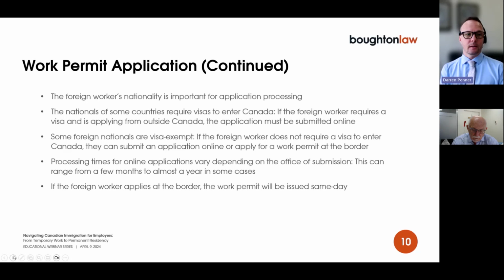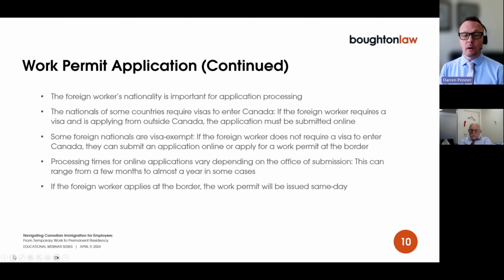So if you're looking at, say, 6 months for the LMIA, if you hire an employee who needs a visa to come to Canada and they're not already in Canada, you need to also add the time it's going to take IRCC to process the work permit application. And depending on the visa office, it can be quick, it can be a few months, but some visa offices take closer to a year right now. So that's something you really need to keep in mind.